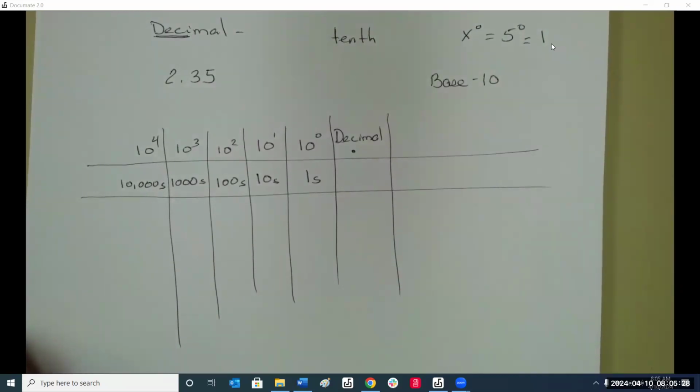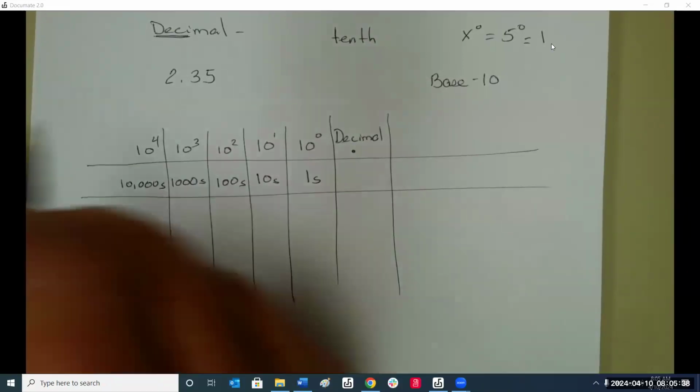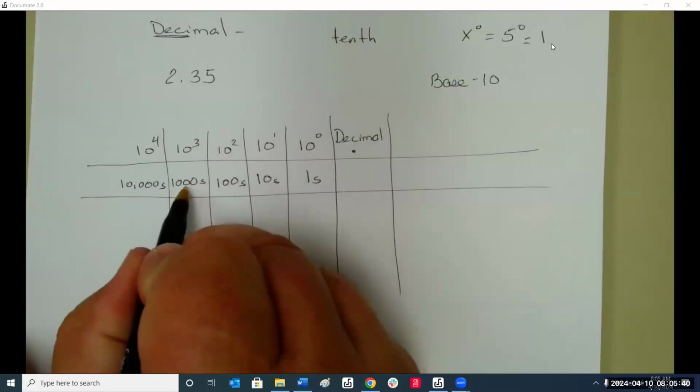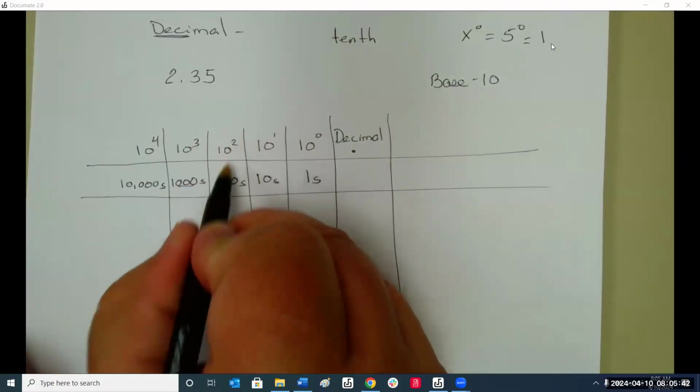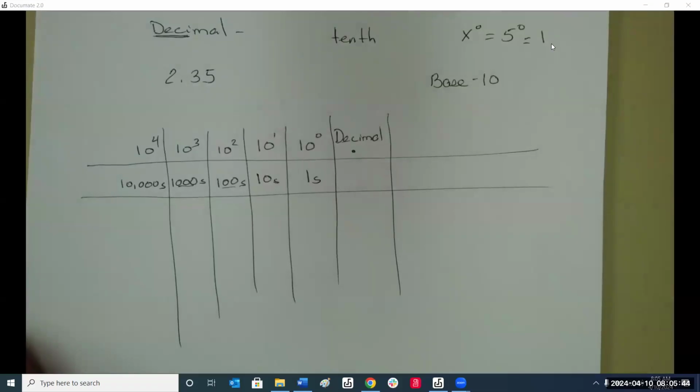An easier way you can think about this is if you have a base 10 and you raise it to an exponent, the exponent tells you how many zeros are after the 1. 10 to the third, there are 3 zeros. 10 to the second is only 2 zeros. So if you have a base 10 raised to a power, then the exponent just tells you how many zeros are behind it.